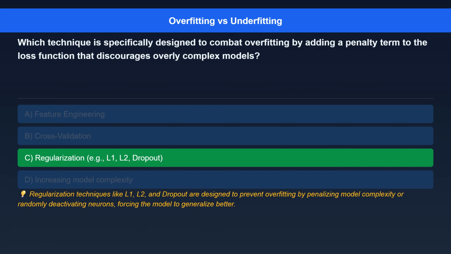The correct answer is regularization, e.g. L1, L2, dropout. Here's the explanation. Regularization techniques like L1, L2, and dropout are designed to prevent overfitting by penalizing model complexity or randomly deactivating neurons, forcing the model to generalize better.